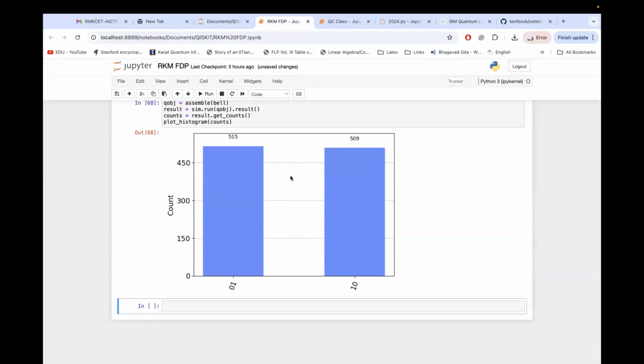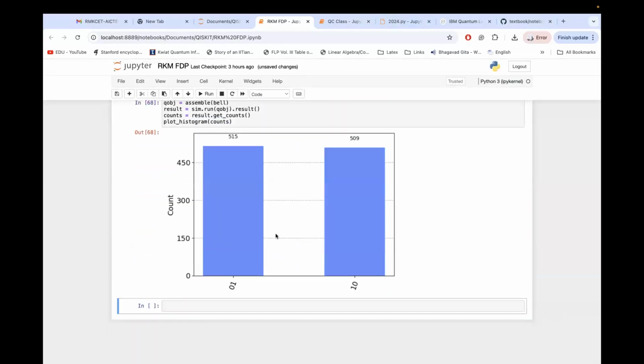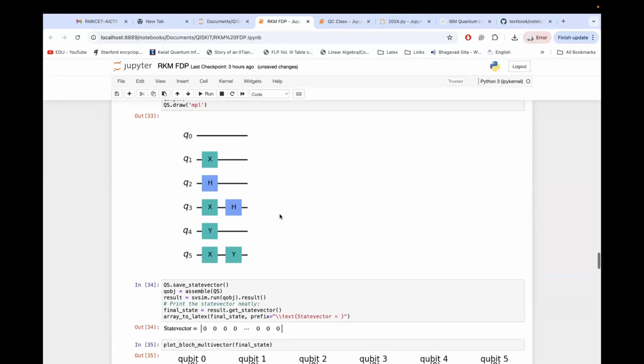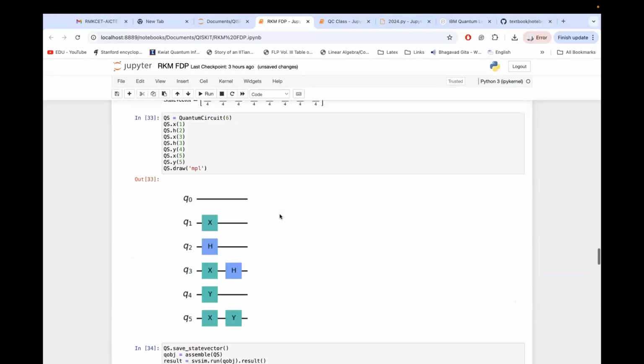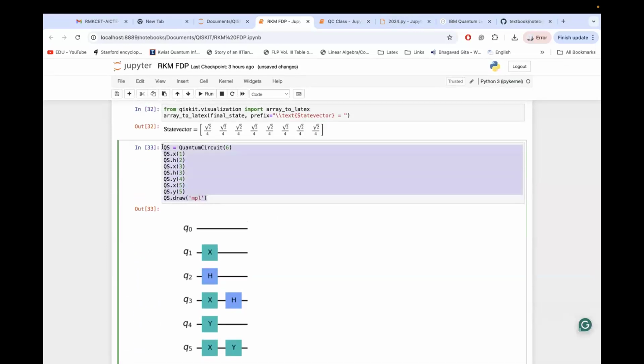Now, what are the other ways of visualizing the systems? We can use something called the Bloch sphere representation, or we can even print the quantum state as an array or as a LaTeX command. We'll go one by one. For example, now I'm going to use another circuit with 6 qubits.